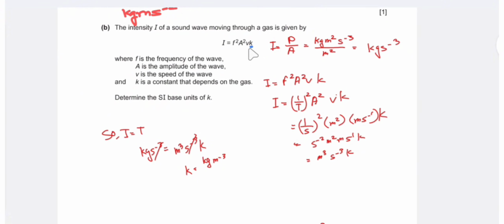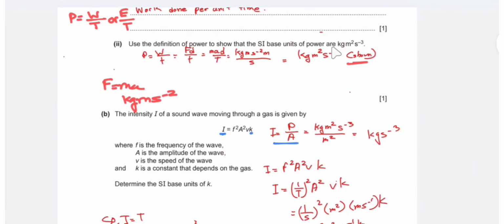So first of all, we need to find the SI base unit of each of these quantities, starting with intensity. So first we deal with intensity and find its SI base unit. We know that intensity is equal to power per unit area. And for power, we found the SI base unit as kg meter square per second cube.